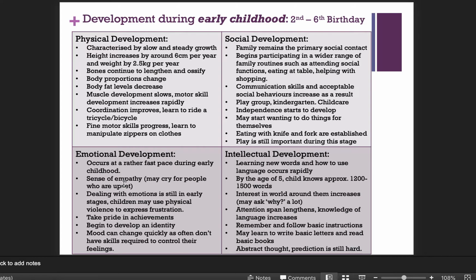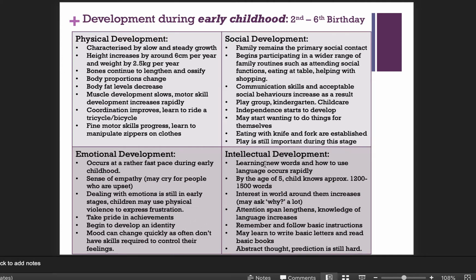So in terms of emotional development, it's quite a fast pace. During this age, they're really starting to understand what's going on. So if people are upset, they also get upset. They still don't know how to deal with emotions, so violence can come into it, and they're just learning what it means to show that aggression and how to rein it in. But the mood can change quite quickly because they don't have control over their feelings entirely, and they are still trying to develop the sense of their own identity.